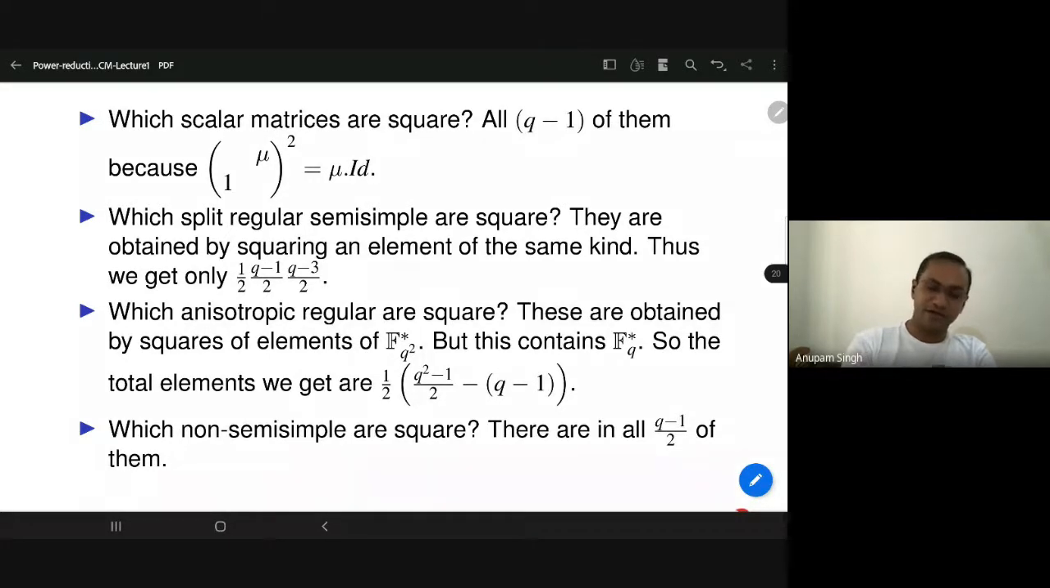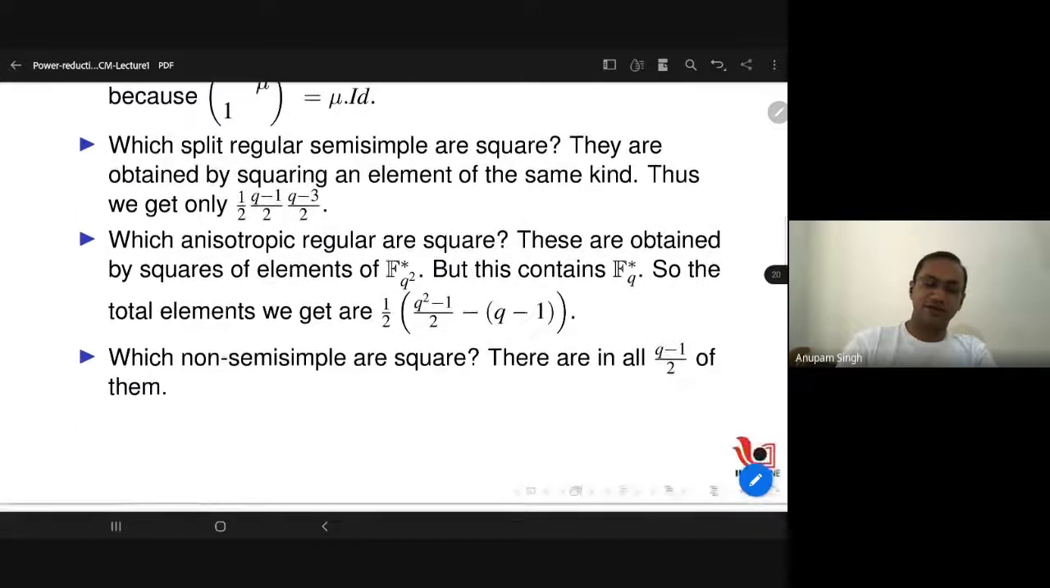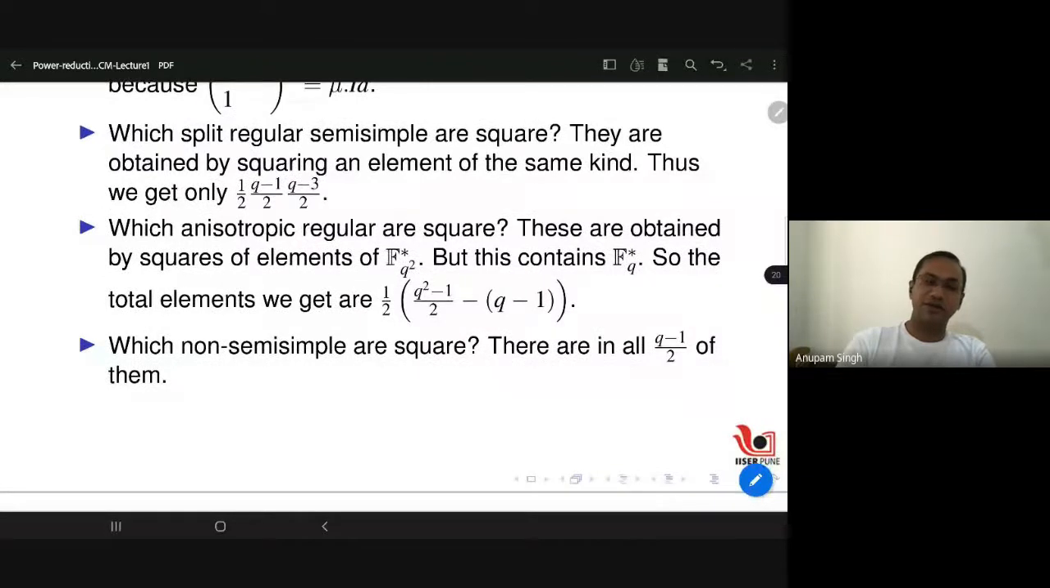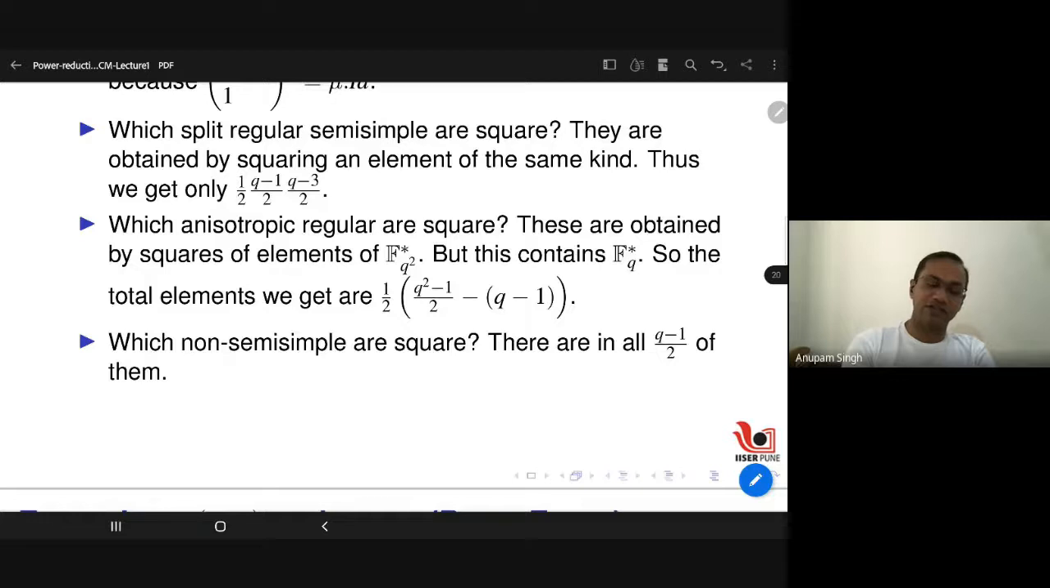Let's for the moment think of characteristic not 2. So I get (q minus 1) by 2 elements. Generally in a finite field, half of them are squares, half of them are non-squares, right? So I have (q minus 1) by 2. And once I have chosen one of them as a square, I have to take one less for lambda 2 square, that is (q minus 3) by 2, right? And total, half of the total thing. So I get this many of the form split regular semi-simple elements. Only these many elements can I get as squares.